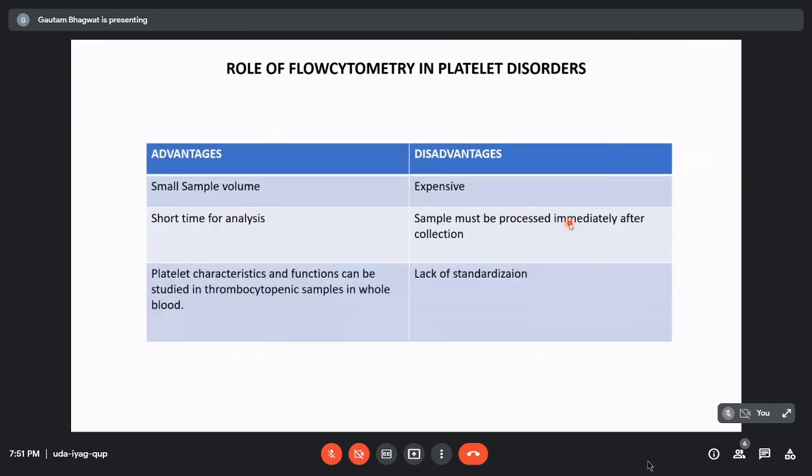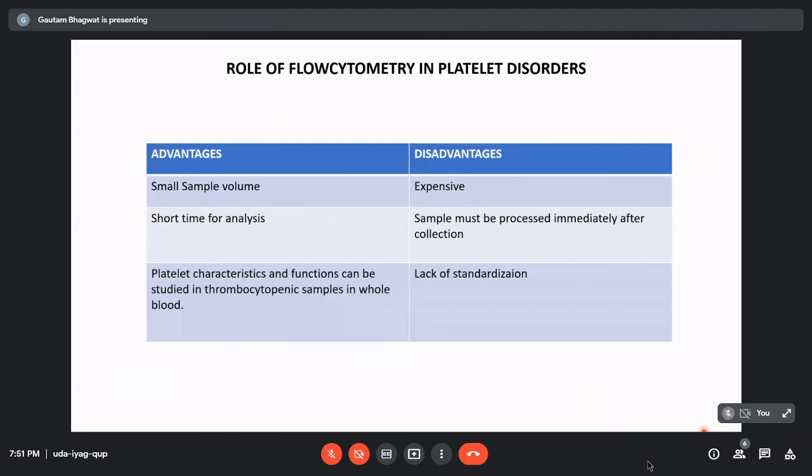There are advantages of flow cytometry in these platelet function disorders. We need a small sample volume, a very short time for analysis, and we can study the characteristics and functions even if the platelet count is very, very low, and it can also be done in whole blood. But it has its disadvantages. It is expensive in comparison to other methods, most importantly aggregometry. The sample must be processed immediately after collection.